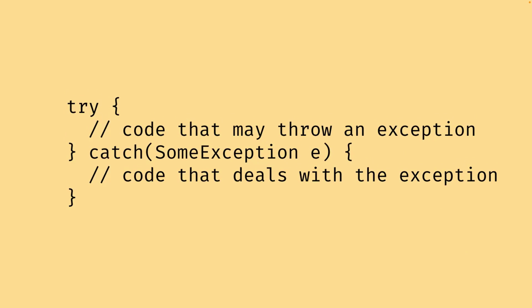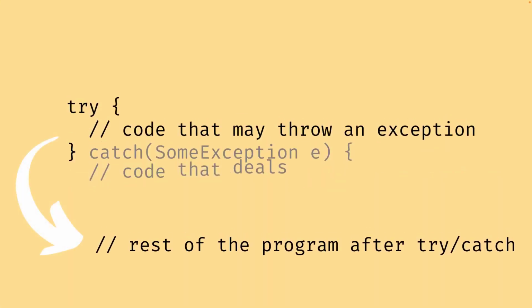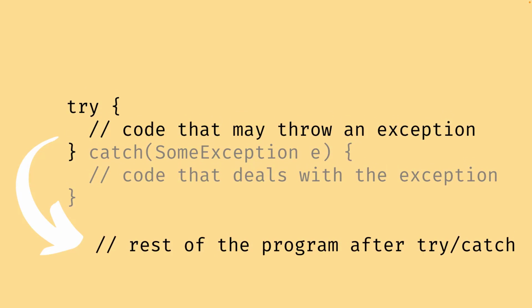Here's what the syntax of a try-catch statement looks like. Code that might throw an exception is put in the try block. If the exception is thrown in the try block, the program immediately jumps to the associated catch block, which can then handle the exception. If the exception doesn't get thrown, execution continues after the catch block after completing the try block.